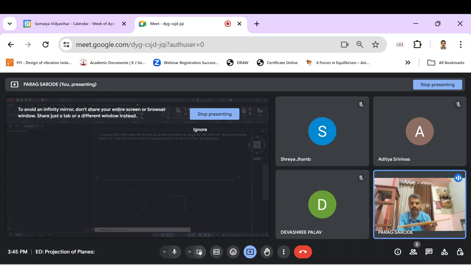Now, why is the side needed to be drawn? So, we need to look for what is the correct orientation, first one or second one.